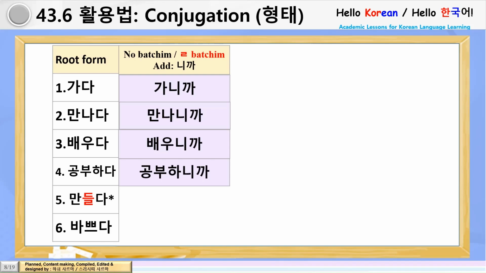Now can you please tell me what will happen here? It will be mandunika. La pachim will be dropped. Number 6, happuda will be happunika. Come to the second group.